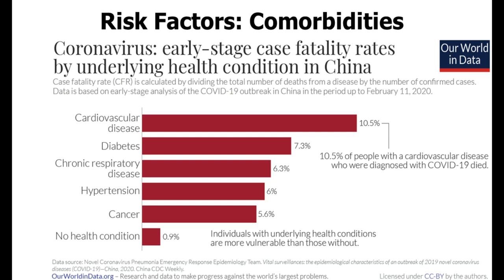So there are two categories of risk factors. One is age, the other is comorbidities. People who are immunocompromised or who have underlying medical conditions like cardiovascular disease, diabetes, lung disease, or hypertension confer a higher fatality rate. And this is just one example of it in a confirmed study that was done in China.